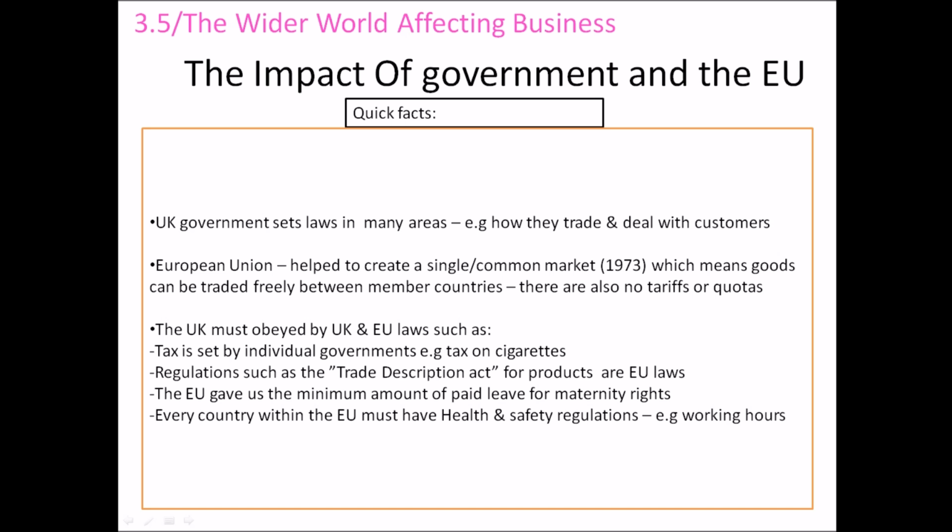Now, the UK must abide by the UK and EU laws. So, for example, tax is set by individual governments. Okay, so if you buy a packet of cigarettes, there's a lot of tax that the Conservatives put on cigarettes, and this is not from the EU. This is from our government. Regulations such as the Trade Description Acts for products is the EU law. So any product in the UK by EU law must have descriptions on it.